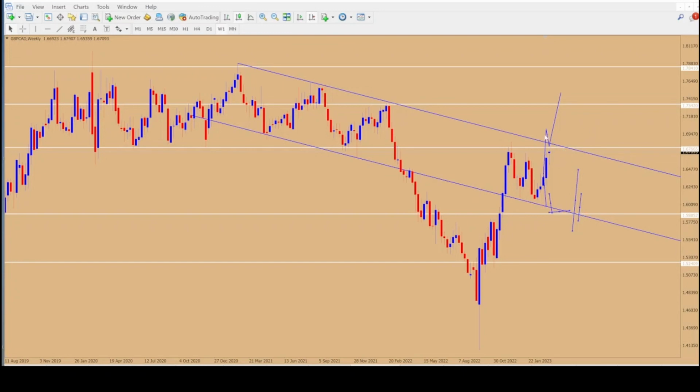But if it closes above both of them, then we could wait to see if it is not a false breakout. If we can confirm it's not a false breakout, then we'll wait for retracements to push higher, just like I had stated here in this line that I drew.